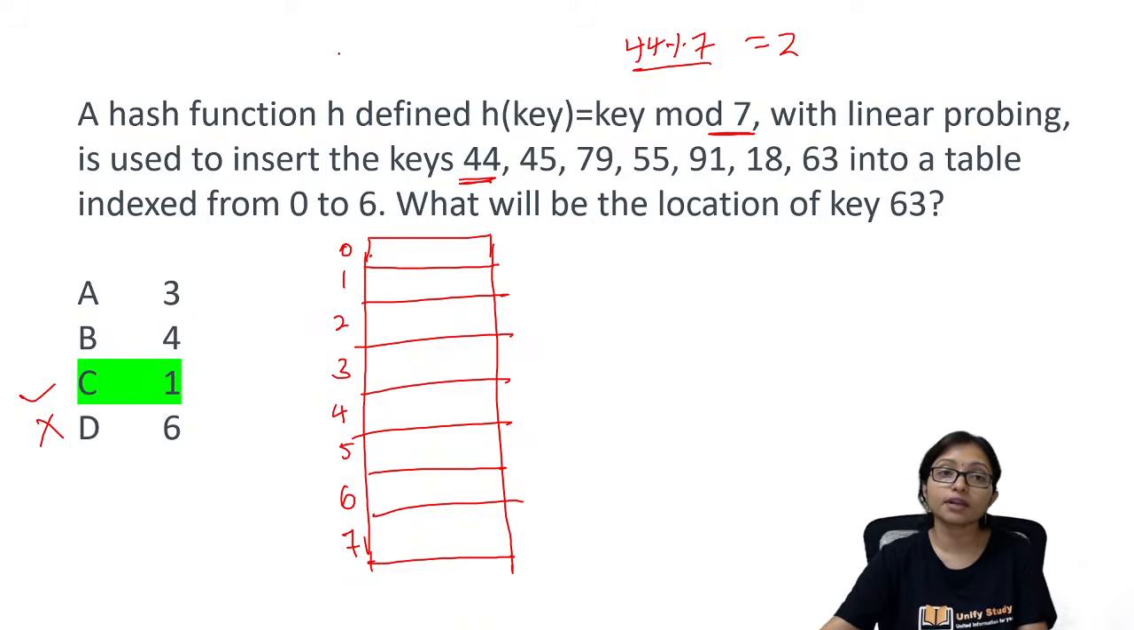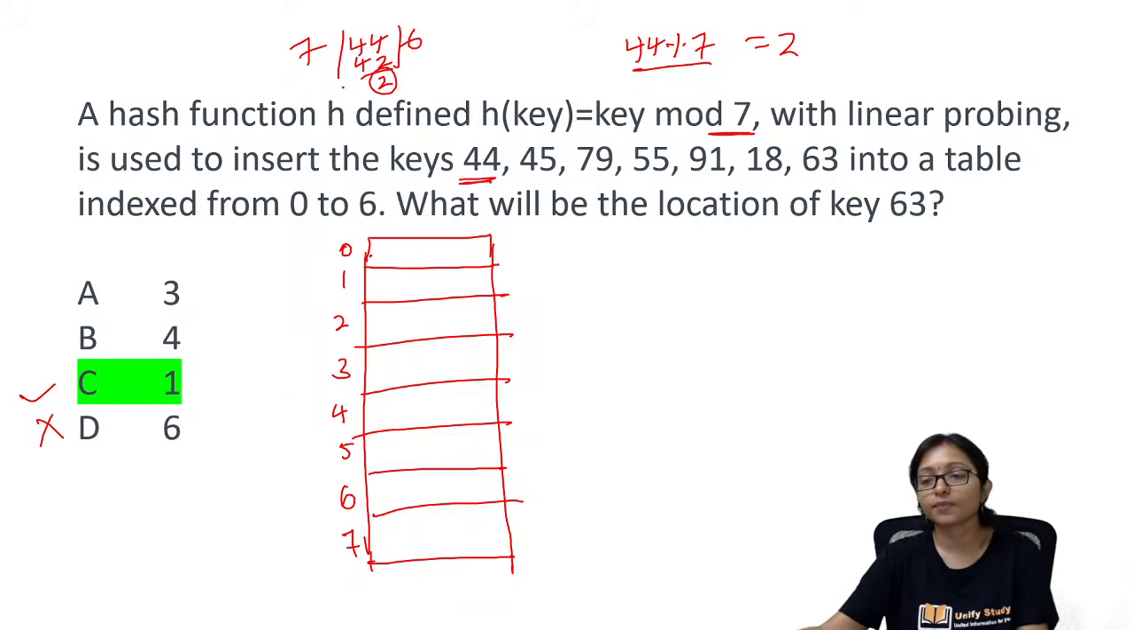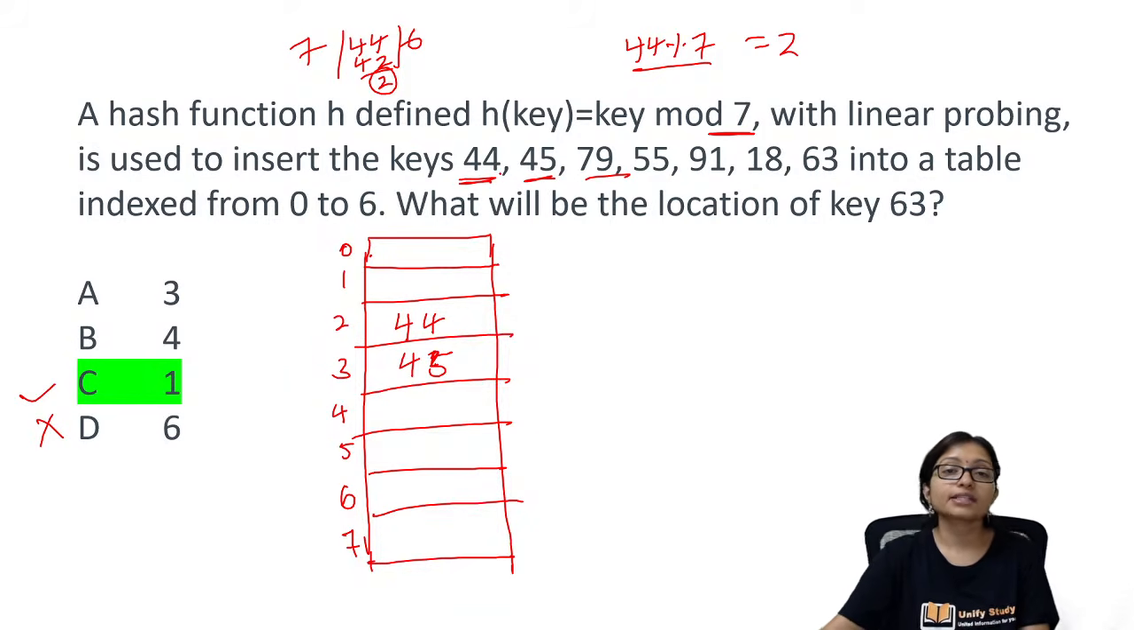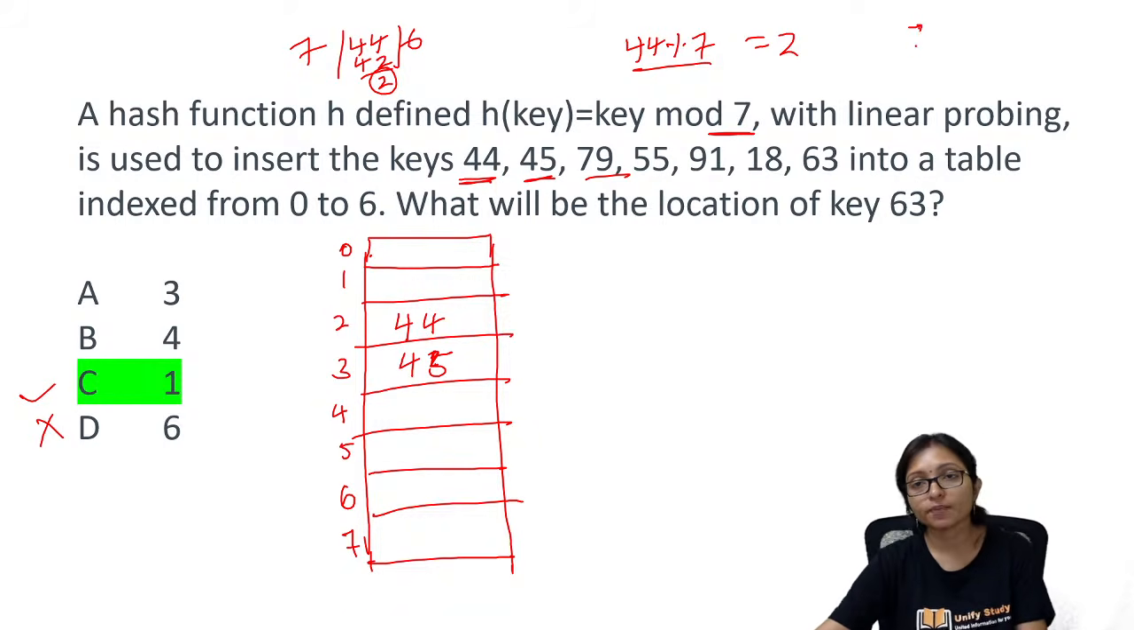Mod means the remainder. If I divide this, 6 7s are 42, and 2 is the remainder. 2 is the remainder means I have to go to index 2. That's why 44 will get the place here. For 45, the remainder will be 3, so 45 is here. Next is 79. 7 11s are 77, so 2 is the remainder. 79 mod 7 also gives remainder 2.